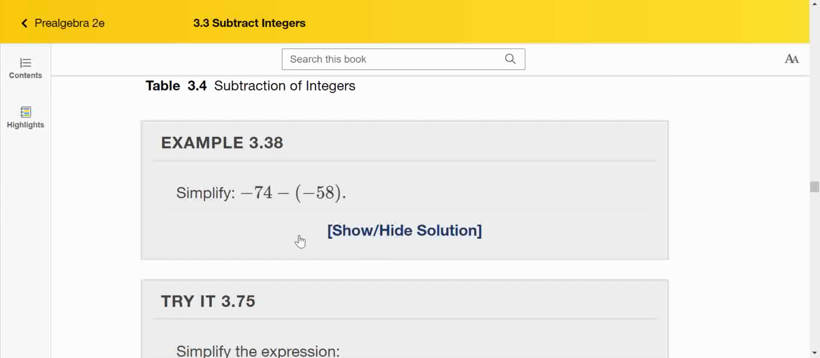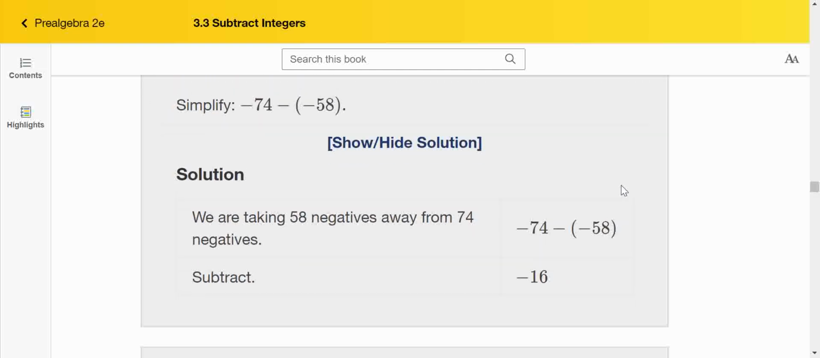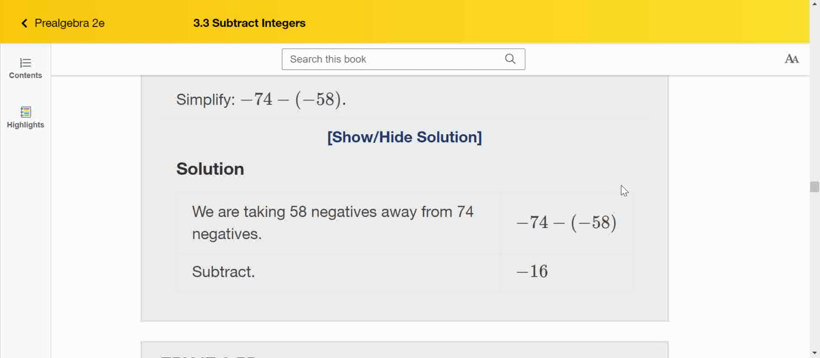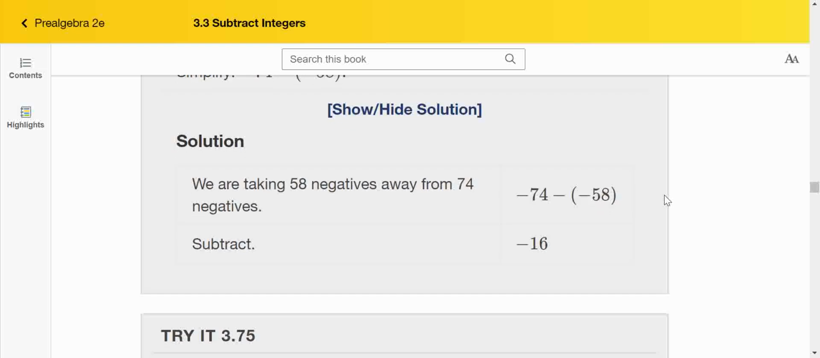And example 3.38. Simplify minus 74 minus minus 58. Solution: we are taking 58 negatives away from 74 negatives, so we subtract, and we get minus 16.